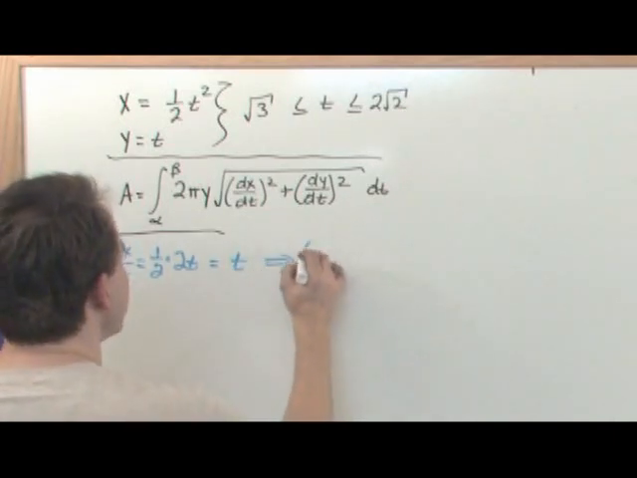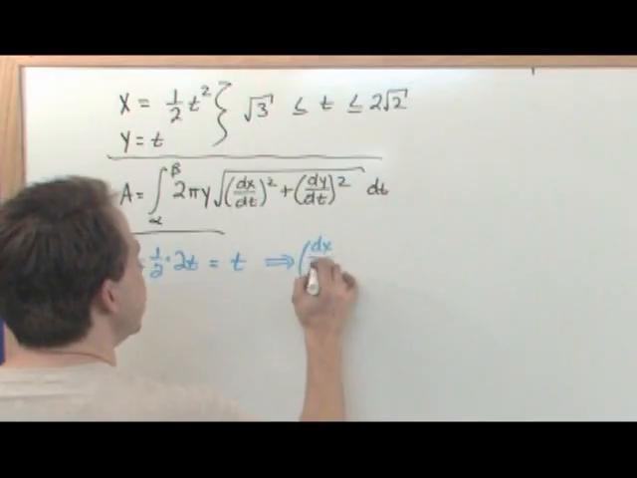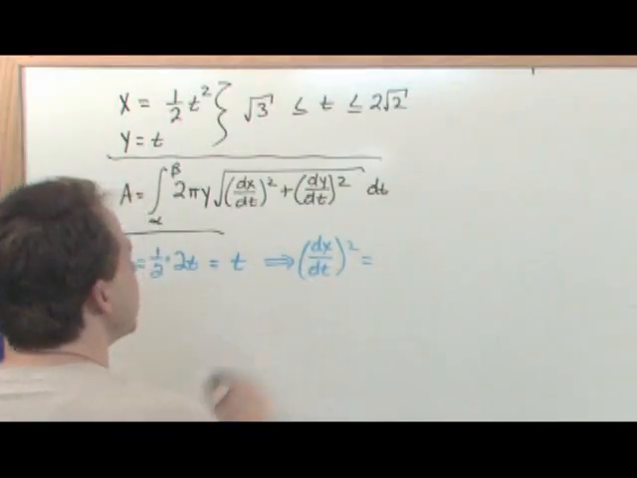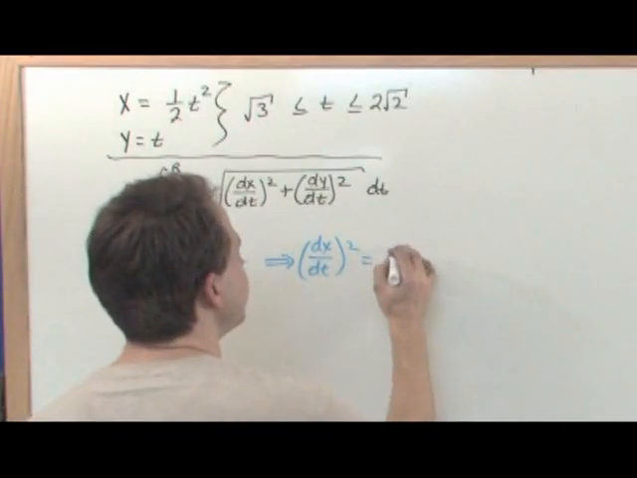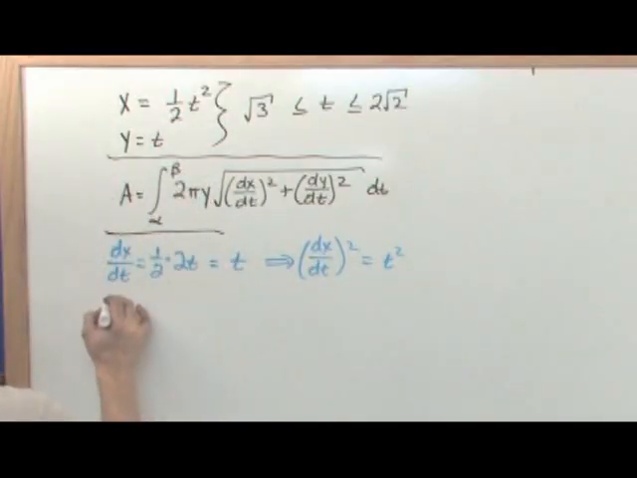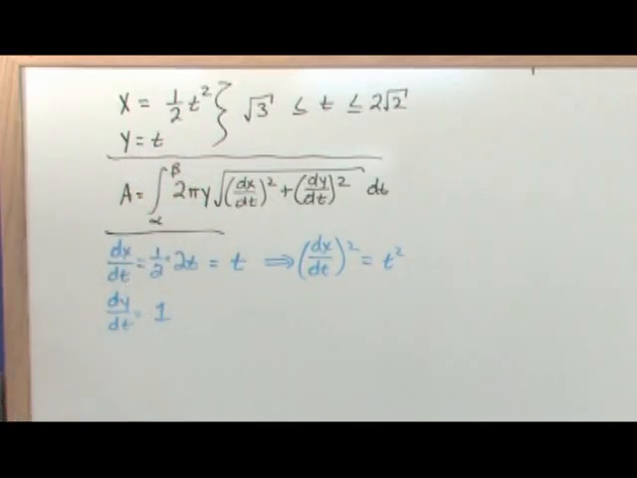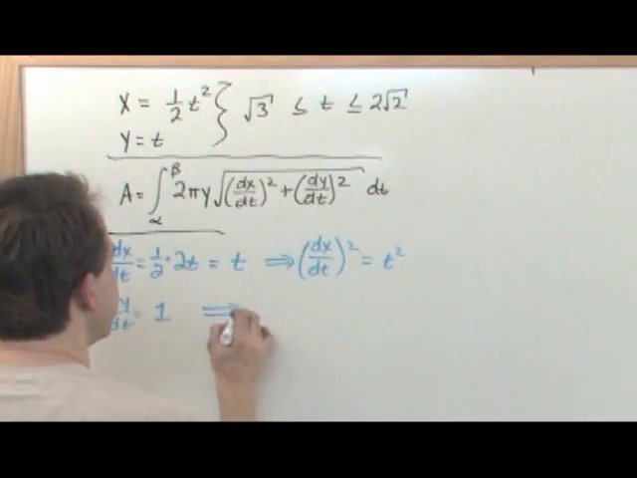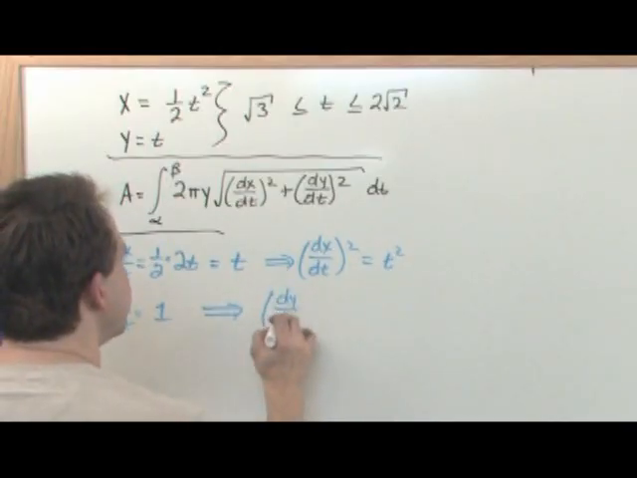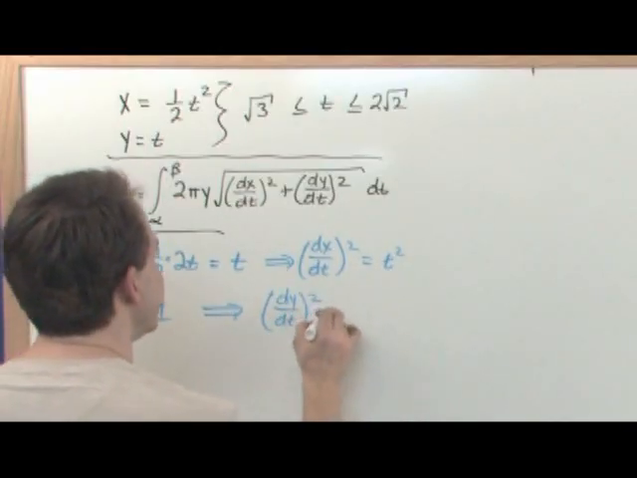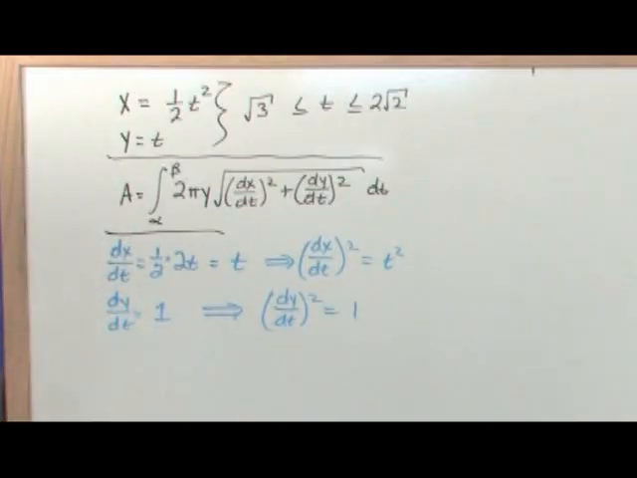We need to know what the squares are. (dx/dt) squared is equal to t squared. Now, what about dy/dt? dy/dt is very simply 1, taking the derivative of this. And then finally, that means that (dy/dt) squared is equal to 1. So I've got some pretty simple things. Let's go ahead and put them into the relation for the area and see what we get.